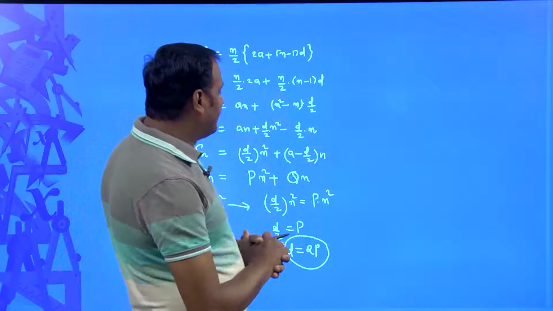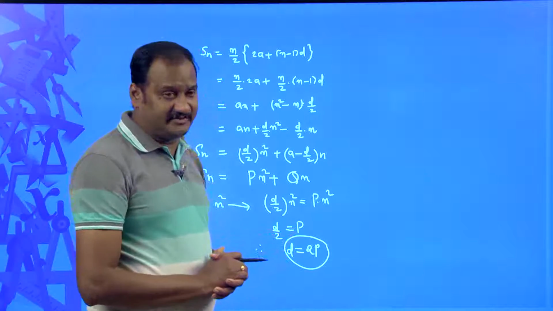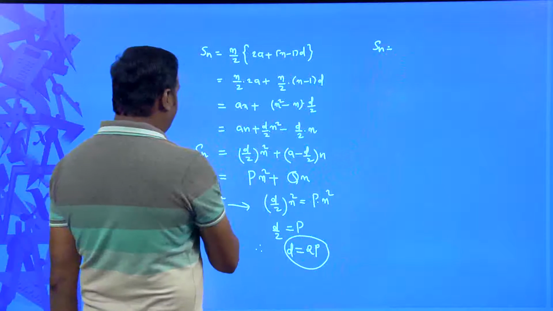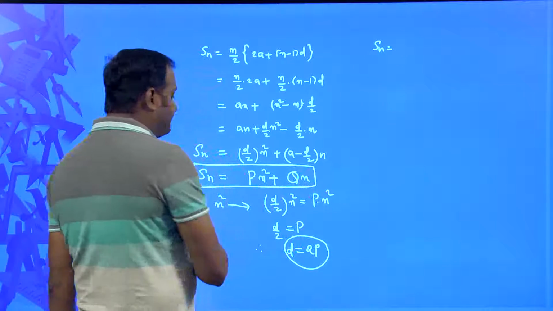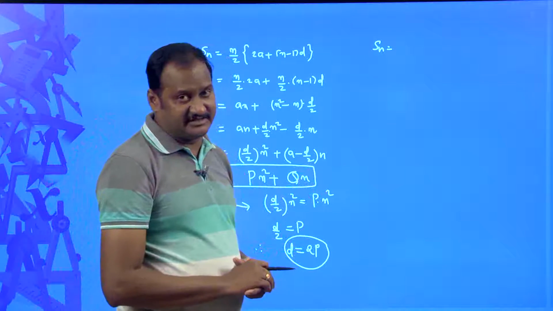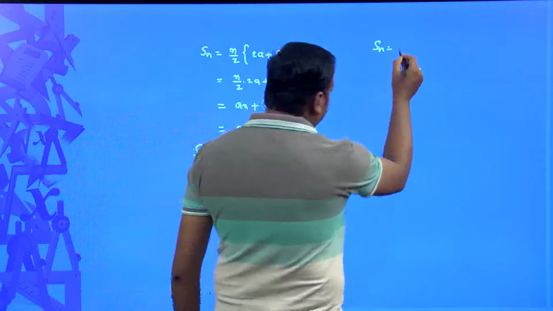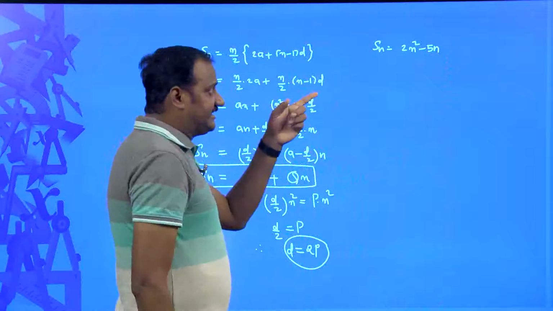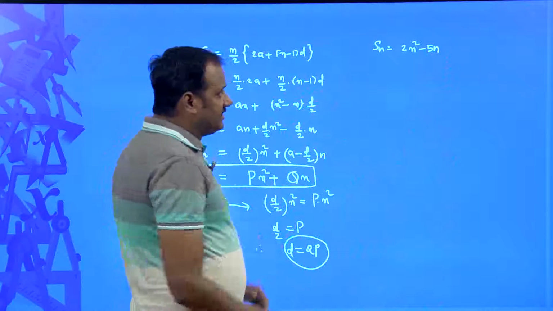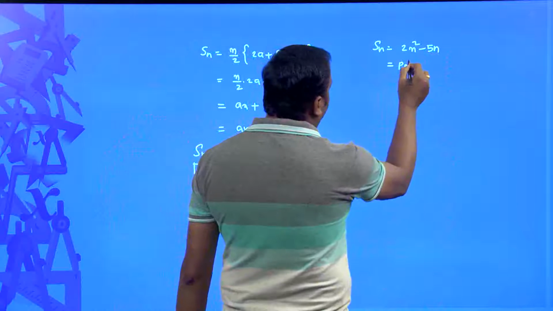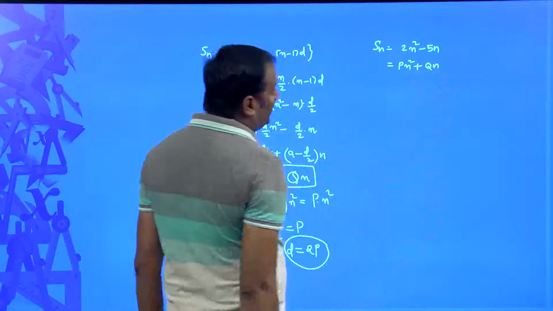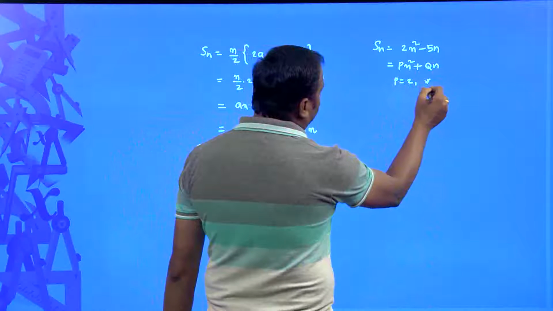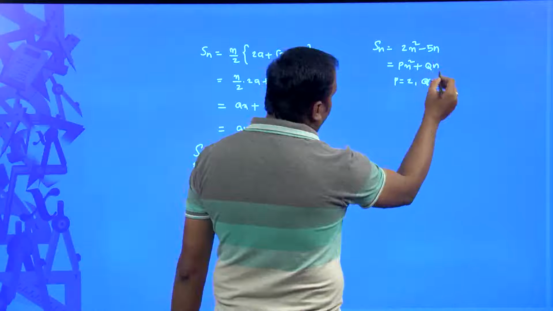Then I will give you one example and we will discuss the sum to n terms of an arithmetic progression. See, the sum to n terms of an arithmetic progression is in the form of pn square plus qn. It means it is a second degree expression without a constant. So, Sn is equal to 2n square minus 5n, correct. Is it in second degree form without a constant? Absolutely. So, it is in the form of pn square plus qn. Then what is the value of p and what is the value of q there? p is equal to 2 and q is equal to negative 5.